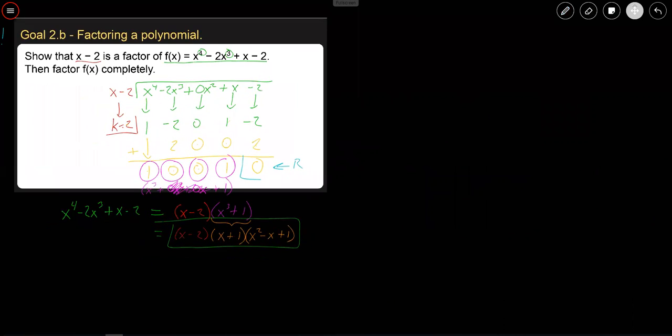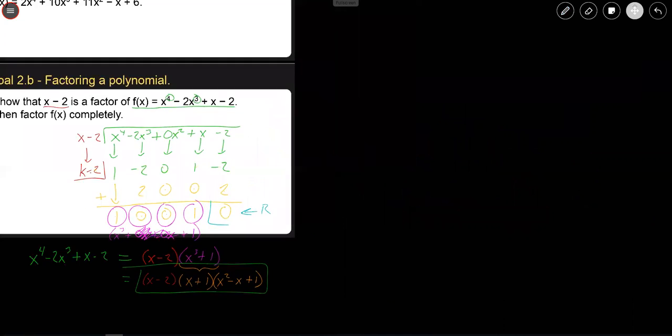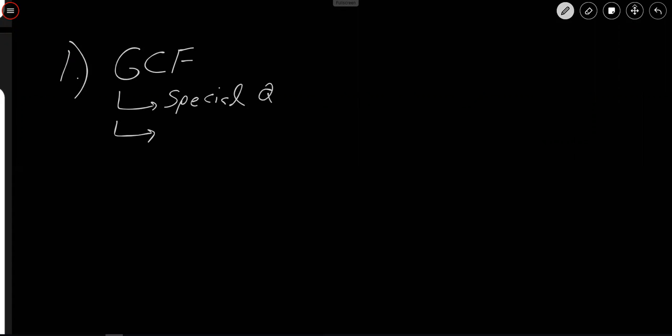So last little bit, just a recap. We've got all these different ways to factor. If I'm trying to factor a polynomial, my first step, at least what I would do, is look for a GCF. Any GCF I can pull out of a polynomial is going to make it just simpler to deal with. So pull a GCF out, and then what you're left with could be a variety of things. It could be a special quadratic or a cubic.